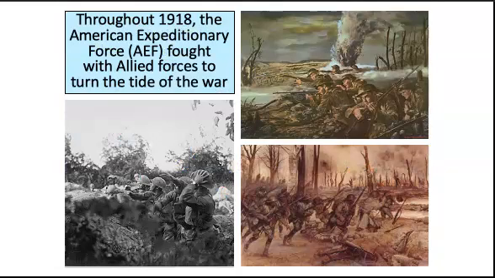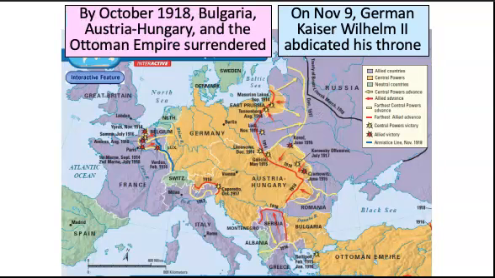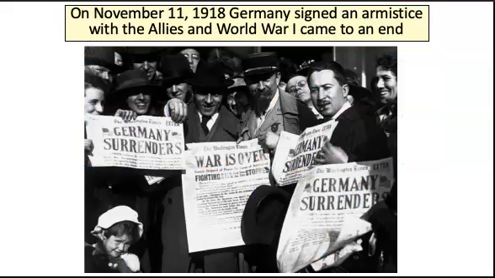Now, throughout 1918, the American Expeditionary Force fought with Allied forces to help turn the tide of the war. And by October of 1918, Bulgaria, Austria-Hungary, and the Ottoman Empire had surrendered. And on November 9th, the German Kaiser, Wilhelm II, abdicated, meaning he left his throne. The fighting would finally end on November 11th, 1918, when Germany will sign an armistice with the Allies and World War I will come to an end.